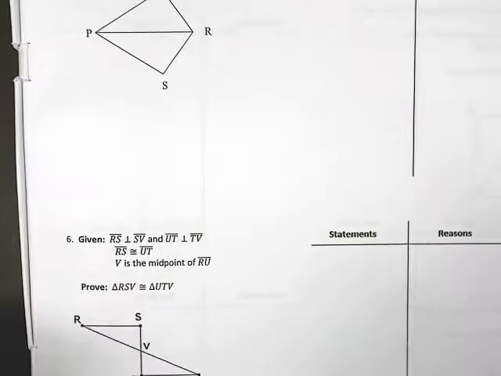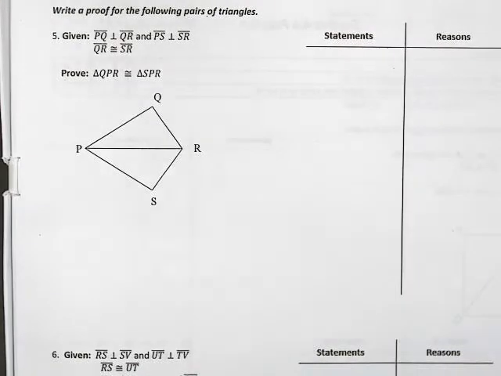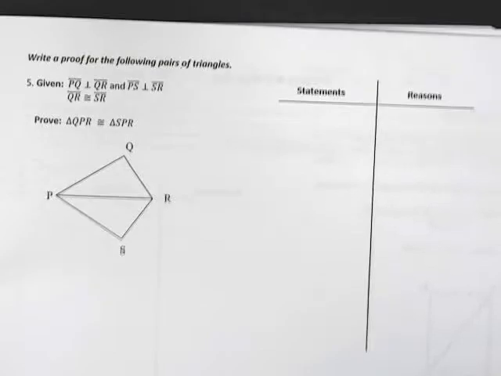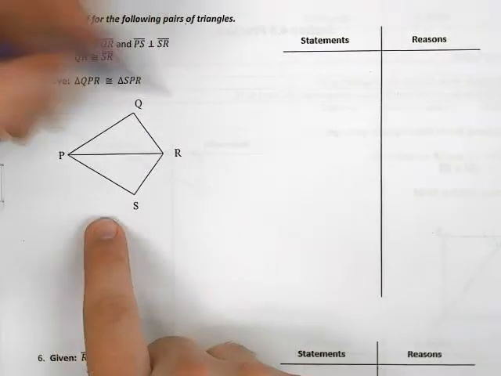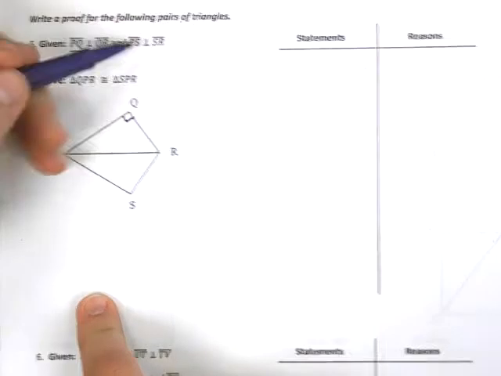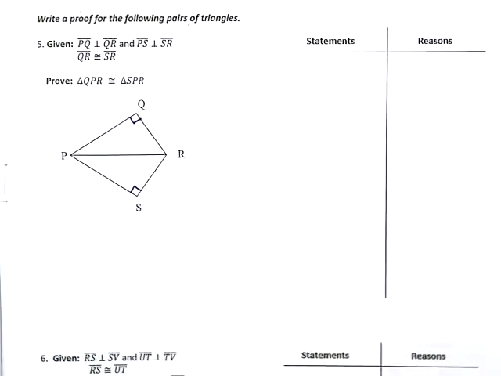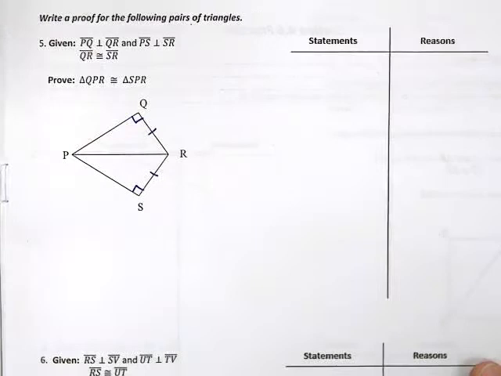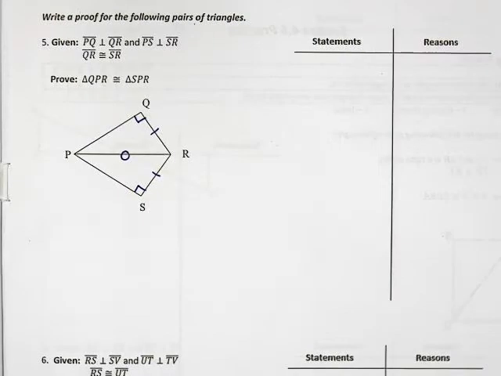Something like number 5. All right, number 5. First and foremost, nothing changes, right? We still do the same procedures. We're still going to look at the pictures, try to mark anything that we can. So PQ is perpendicular to QR means I can put a right angle symbol there. PS perpendicular to SR means I can put a right angle symbol there. I can also say, ooh, QR is congruent to SR. And then, of course, what do we see right in the middle? That shared side.